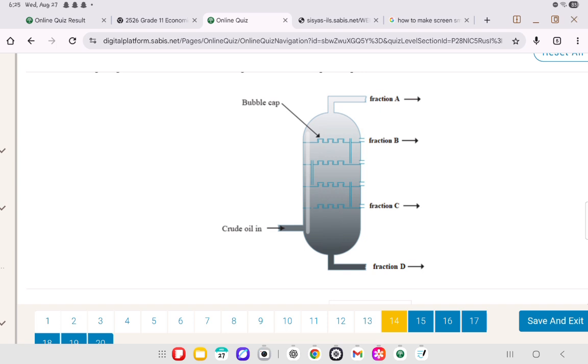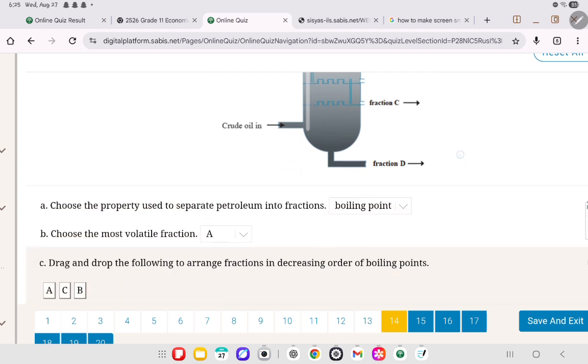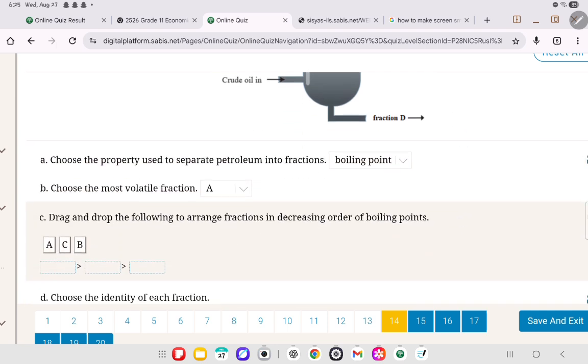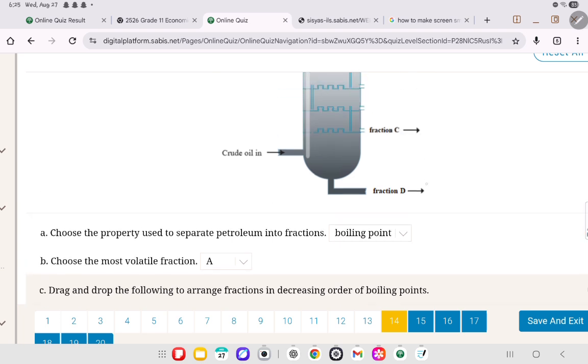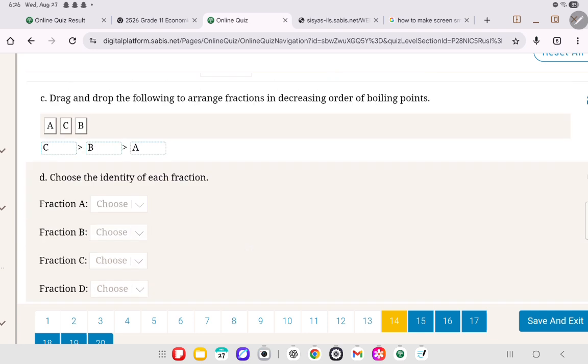Why? Because we said the one with the lower boiling point will be more towards the top, right? So, if we're saying that the lower the fraction, the higher the boiling point, and they want us to arrange it in decreasing order of boiling points, then very simply I'm going to start with C, because it's the lowest out of A and B, and then B, and then A, okay? Now, here you need to remember which one has the lower boiling point than the other.